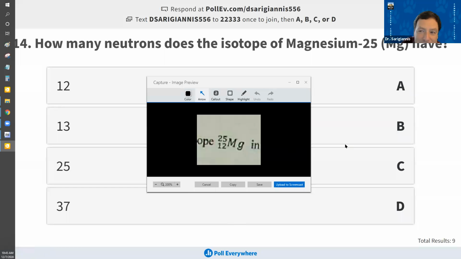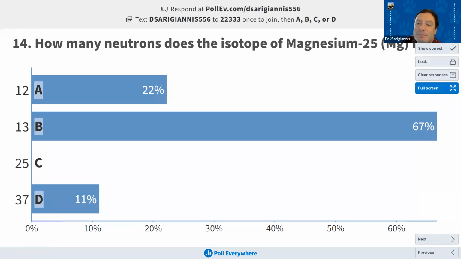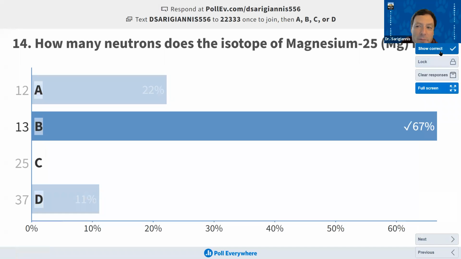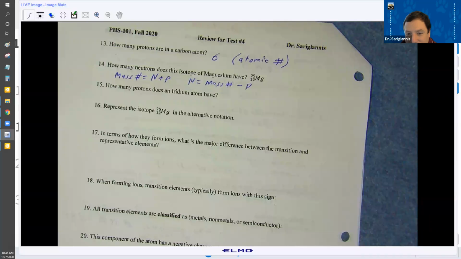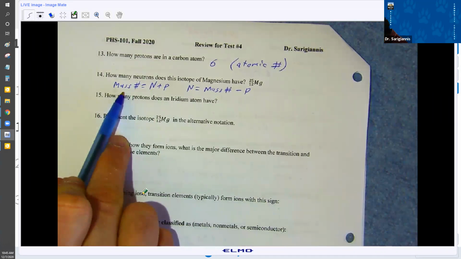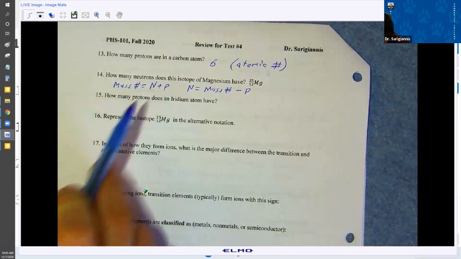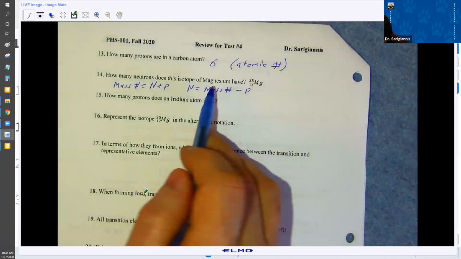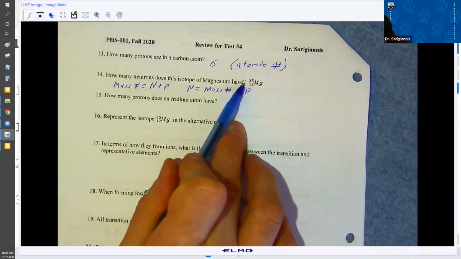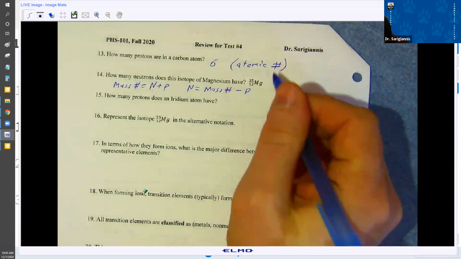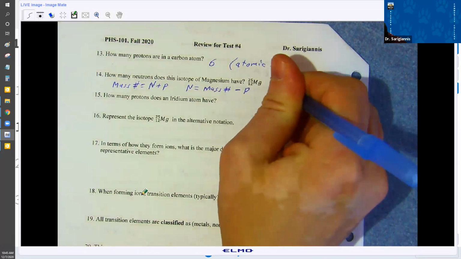All right, let's go over this one. 13 is the correct answer. So some of you put 12, some 37. Let's go through this. How many neutrons? So I wrote this down. The equation is mass number is equal to neutrons plus protons. Now, the way magnesium is written here, remember I also wrote it as magnesium 25.